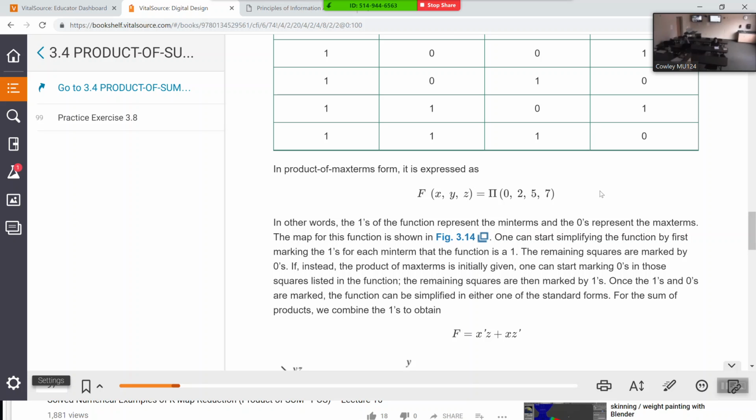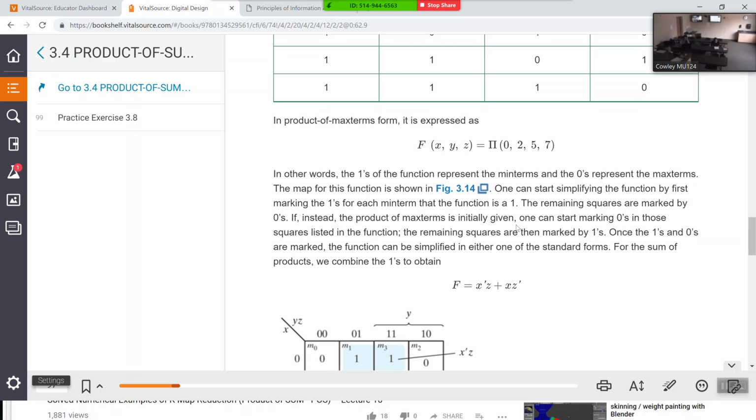The map for this function is shown in the figure. One can start simplifying the function by first marking the 1s for each minterm, where the function is a 1. The remaining squares are marked by 0s. If instead the product of maxterms is initially given, one can start marking 0s in those squares listed in the function. The remaining squares are then marked by 1s. Once the 1s and 0s are marked, the function can be simplified in either one of the standard forms.